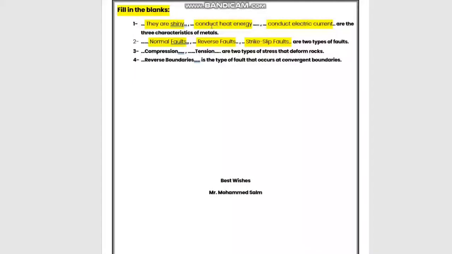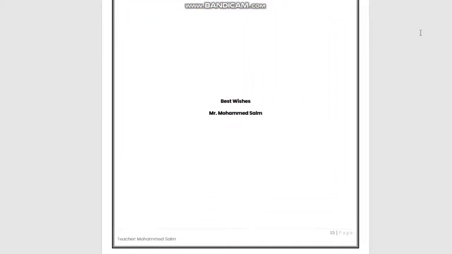They are shiny, conduct heat energy, and conduct electric current are the three characteristics of metals. Normal faults, reverse faults, and strike-slip faults are three types of faults. Compression and tension are two types of stress that deform rocks. Reverse fault is the type of fault that occurs at a convergent boundary. So best wishes, good luck to everyone.